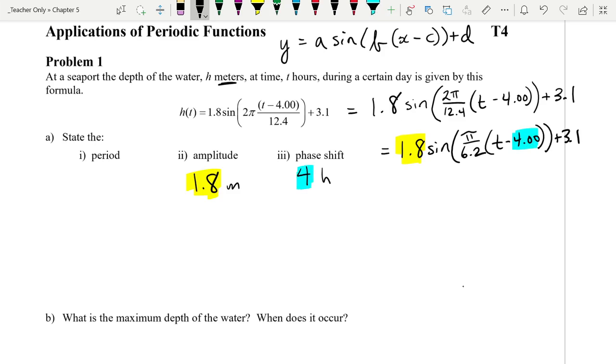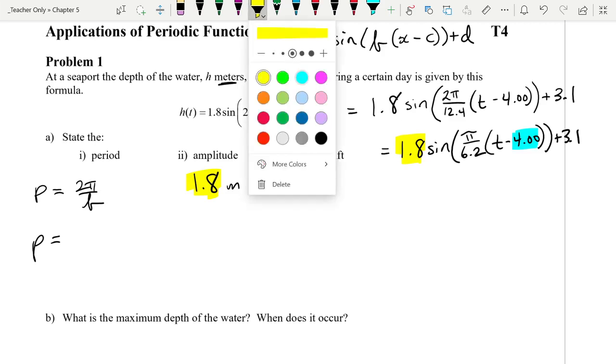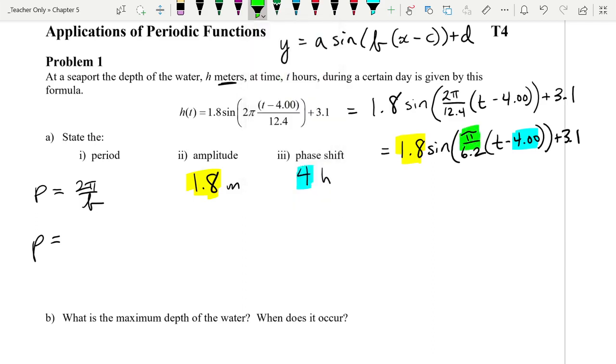That just leaves the tough one, the period. What's period again? Period is 2 pi divided by b. Well, what's my b value? My b value, let's use a different color. I've already used blue. Let's use this lovely green. My b value is right there. So that's going to be 2 pi divided by pi over 6.2.